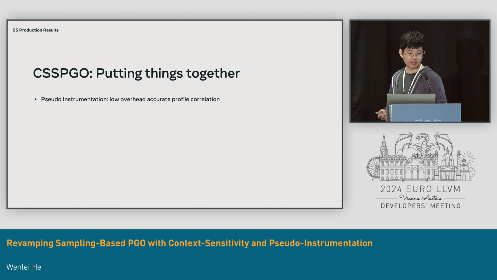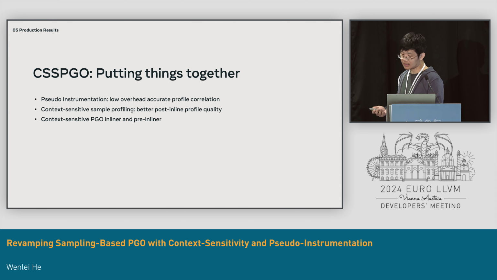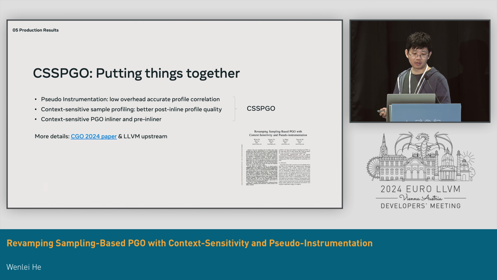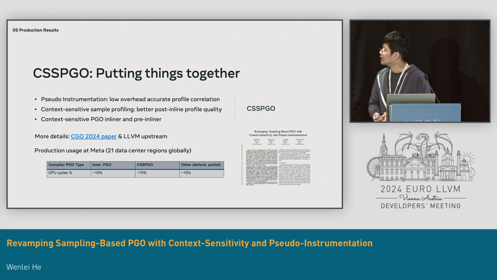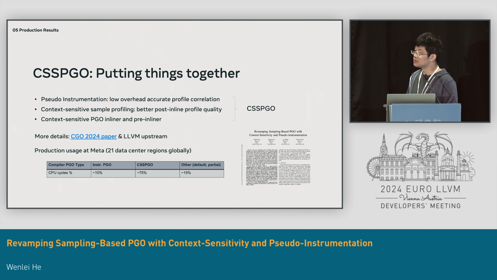Okay, so far we talked about pseudo-instrumentation, context-sensitive sample profiling, and also context-sensitive inlining. Now, if we put everything together, we have an improved sampling-based PGO system, which we call CSSPGO. You can find more information about our work in the CGO paper for this year, and most of the implementation is in LLVM upstream already. Also, CSSPGO has been used in Meta for production for some time now across the 21 global data center regions.